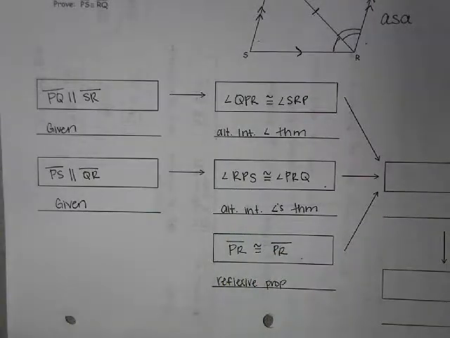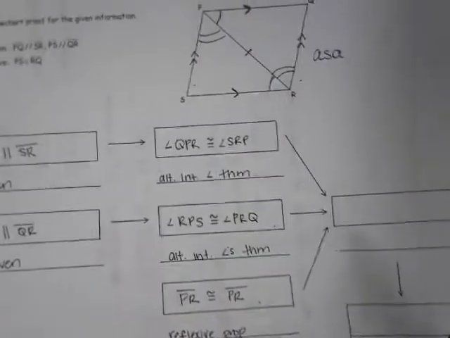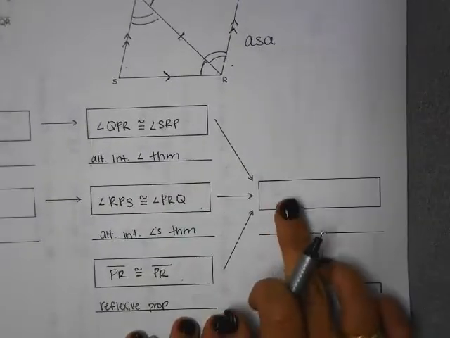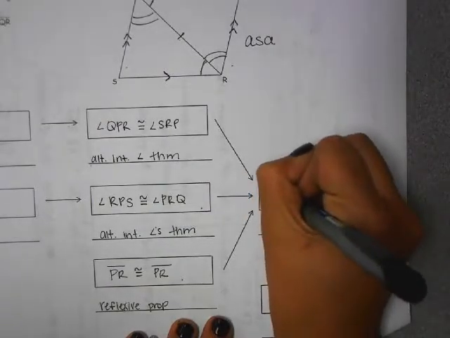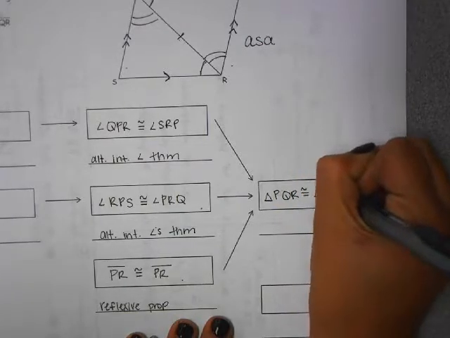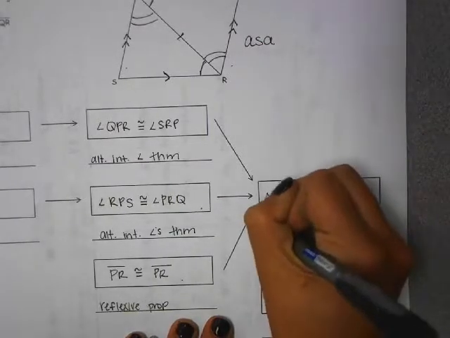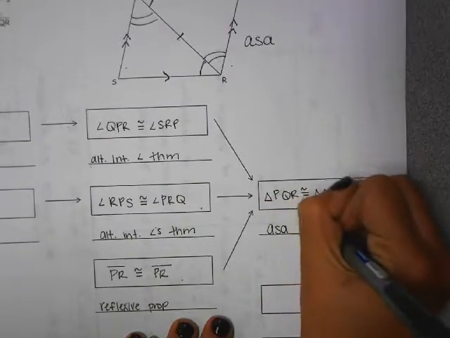Okay? So then, now we have all three aspects that we need. So now we can state that our triangle is congruent. So we have triangle PQR is congruent to triangle RSP, and this is by the angle side angle congruence postulate.